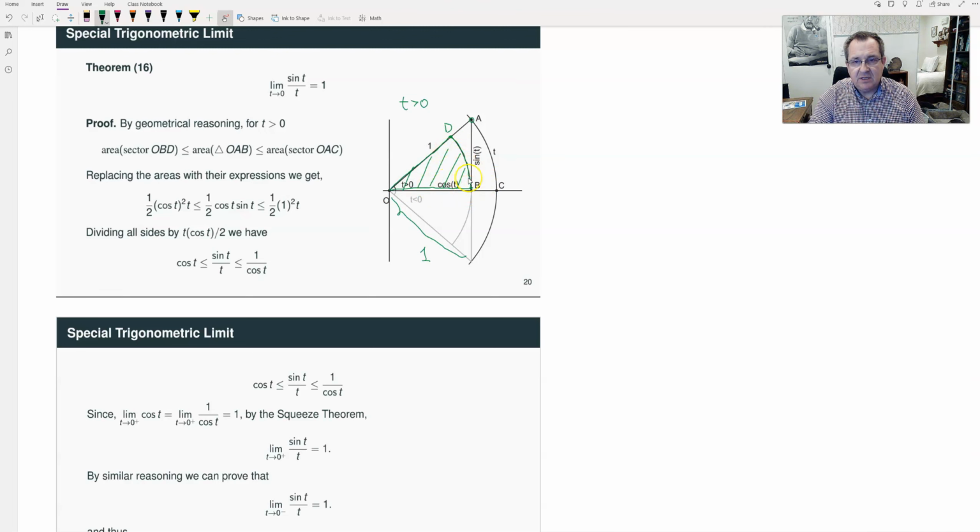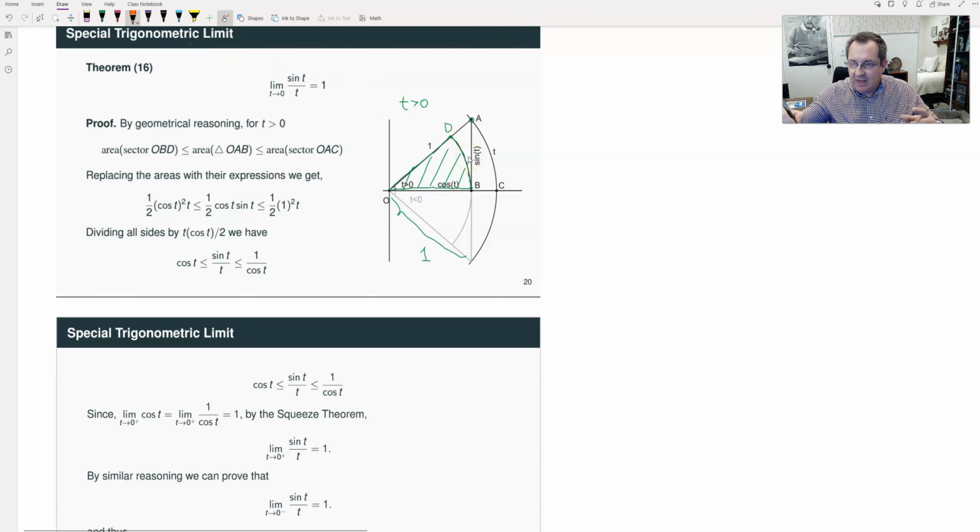That sector sits inside the triangle OAB, and the triangle OAB sits inside the biggest sector OAC. Okay, I made a little mess here, so let me erase all of this. But we have three figures, one embedded into another and two embedded into the third. The smallest sector ODB sits inside the triangle, and both the smallest sector and the triangle sit inside the largest sector.